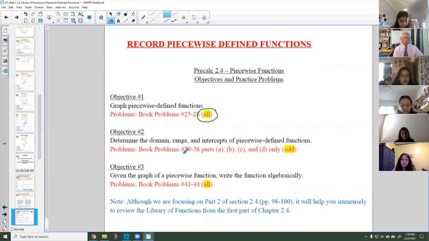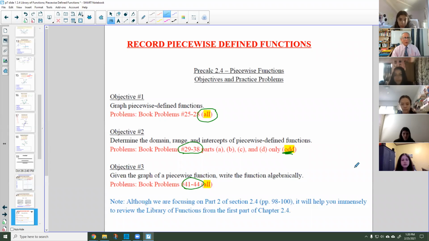So here's an additional 10 problems, and they have certain parts A, B, C, and D. And it says just do the odd ones. So there's only 5 problems here. And then I want you to be able to, if I give you the graph of a function, this is where you got to know your library of functions, well, one place. And I want you to be able to write that function algebraically. That's a little bit tricky. So you should definitely do these problems here, 41 through 44, just 4 problems.